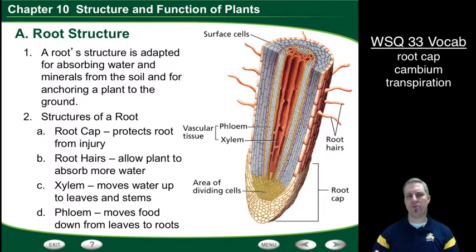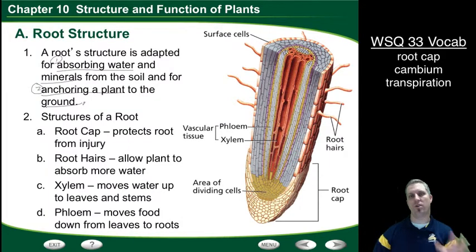Now, we know that roots are important to a plant, and they're important for a couple reasons. We all know that roots grow into the soil. They're underground. And a root structure is designed in such a way that they really do two big things. They absorb water. They're useful for absorbing water and minerals, and for anchoring a plant to the ground.